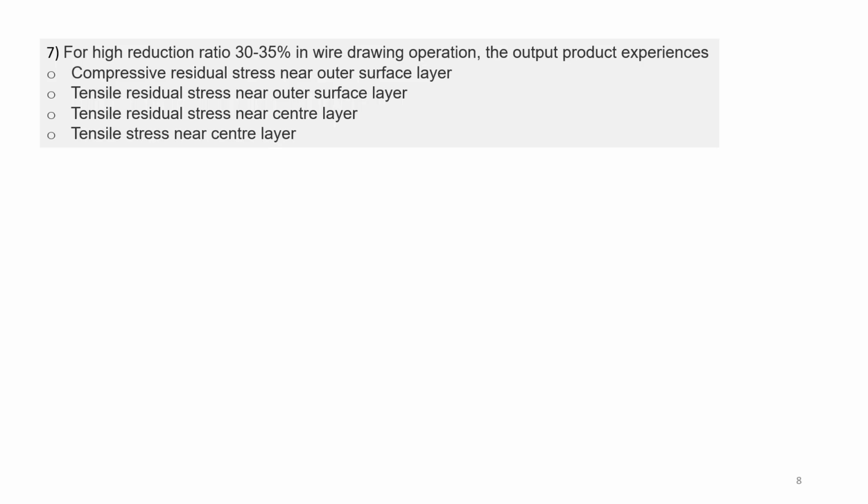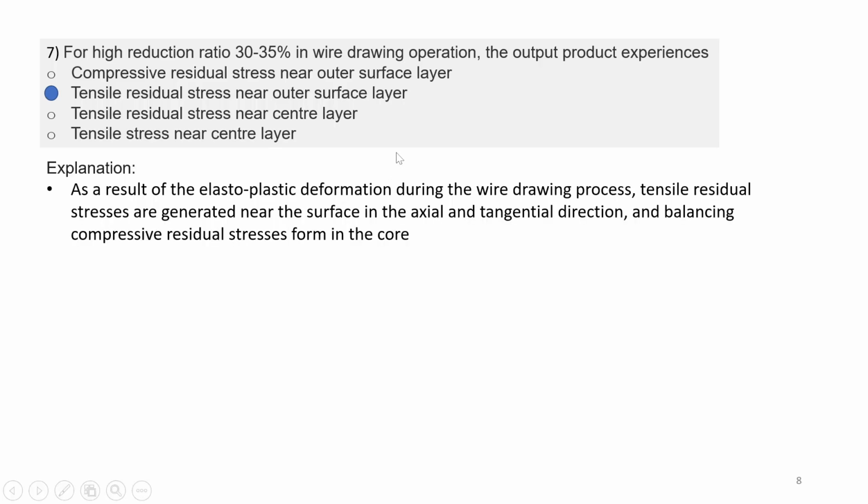Next is the high reduction ratio, 30 to 35%, in wire drawing operation. The output product experiences, so your options are compressive residual stresses and tensile residual stresses near the surface or at the center. So the correct answer will be tensile residual stresses near the surface area. At the inner part you will have compressive residual stress for compensating this.